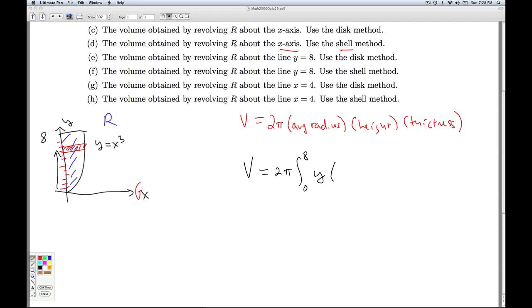Now I need the height of the shell. The height of the shell for a given y. For a given y, how far out do I go to this curve? Well, I need to solve this curve for x, which we've done before. That's the cube root of y. So that's the cube root of y. And then the thickness is the dy. So if I simplify this integral a little bit, it's the integral from 0 to 8, y to the 4/3 power dy. So that'll do it for part D.